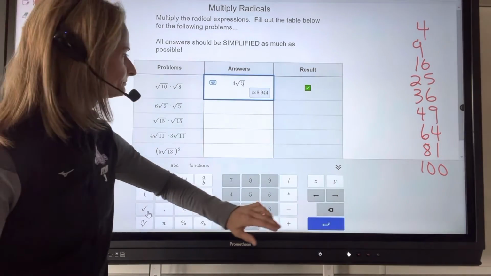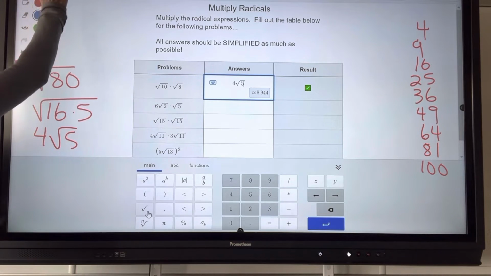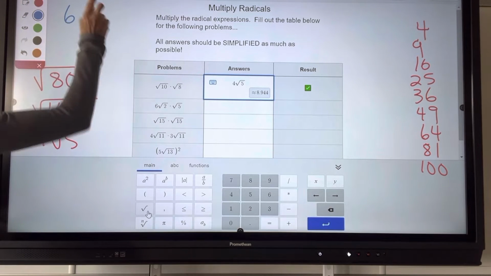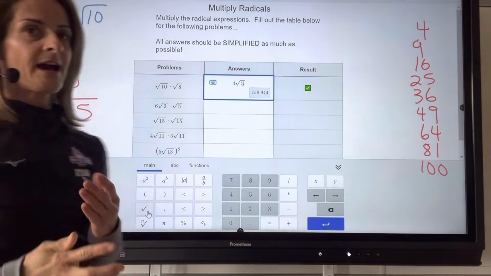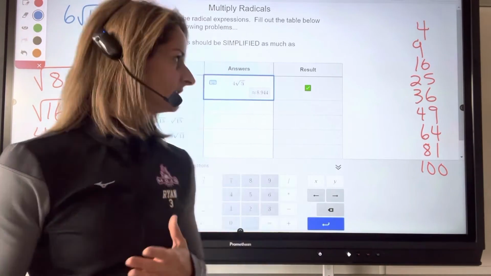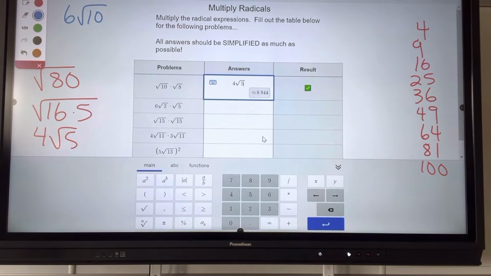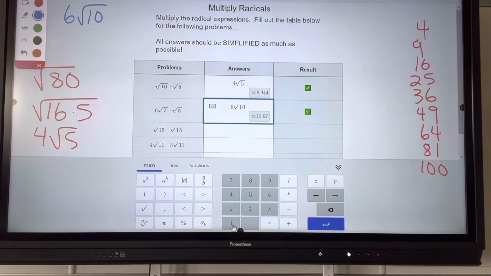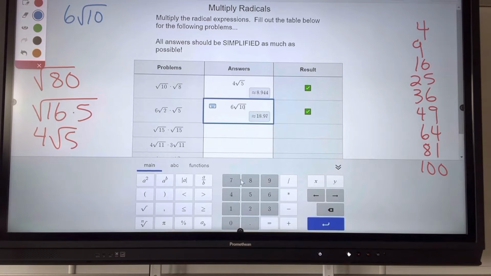Let's go to the next one. 6 times the square root of 2 times the square root of 5. So that's going to be 6 times the square root of 10. Are there any perfect square factors that go into 10? 4, 9, no. So we're done. That's just 6 root 10. And you can type that square root, let me show you this. You can just type in SQRT and then that will pop up if you want.